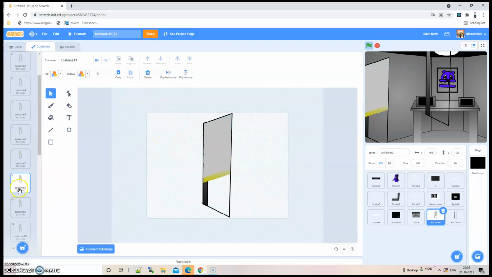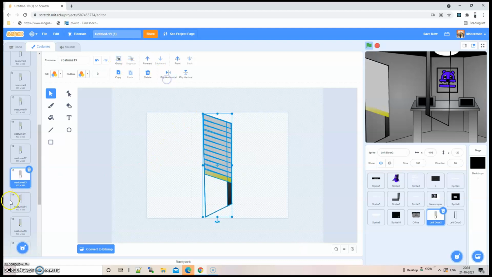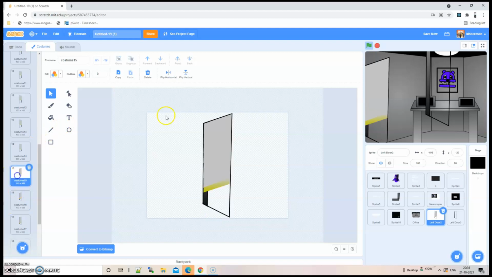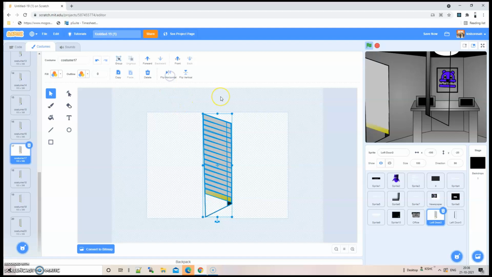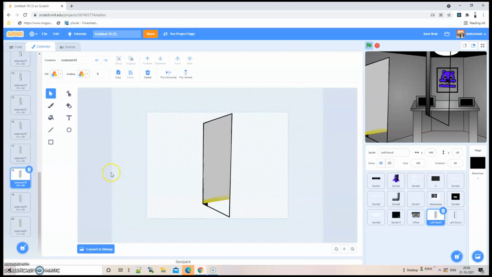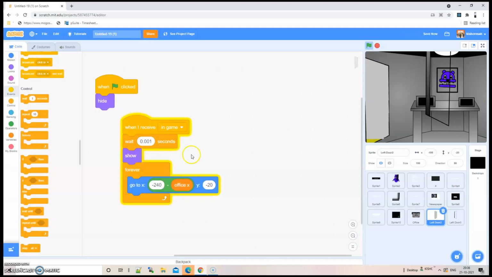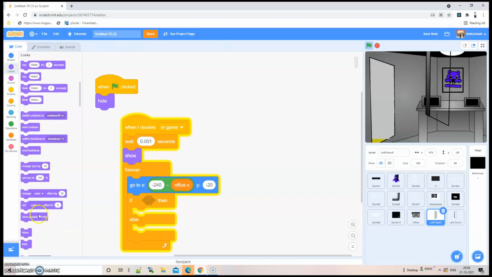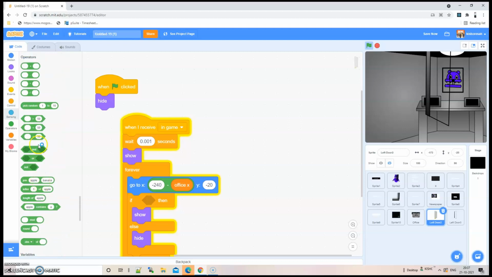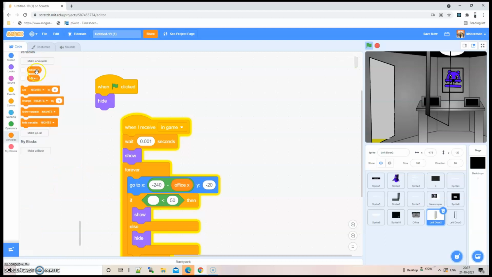And go in this and make this one flip horizontal. Again, flip horizontal. Okay, let's go in this. If else, show and hide. Then the operators, this one was right, and go in the variable of is f.